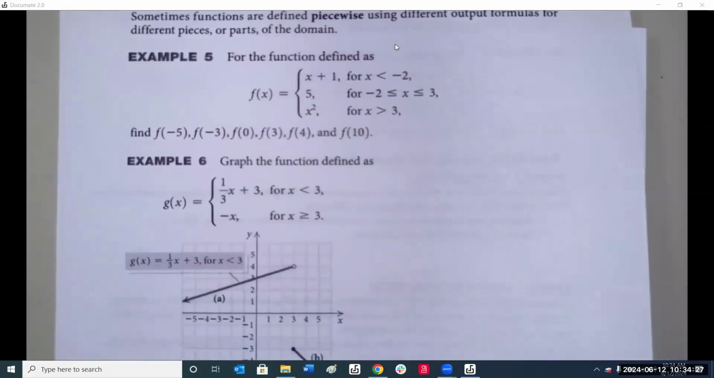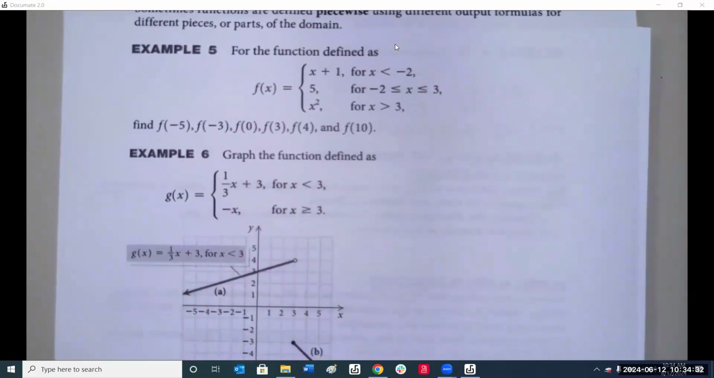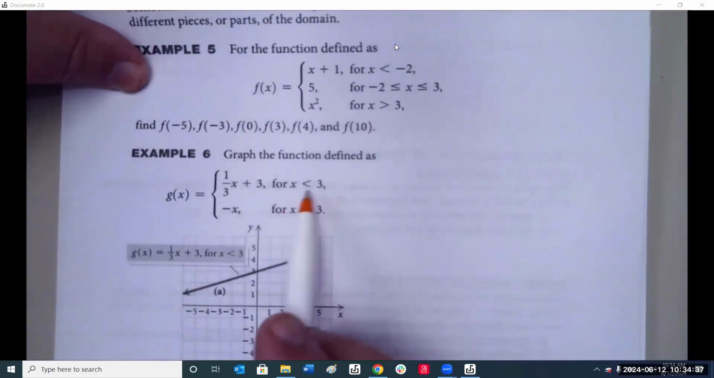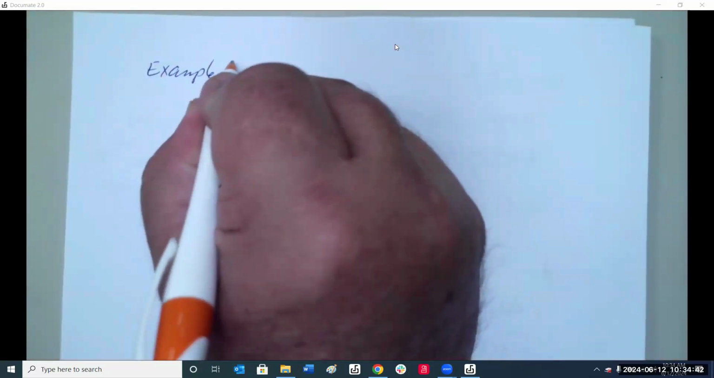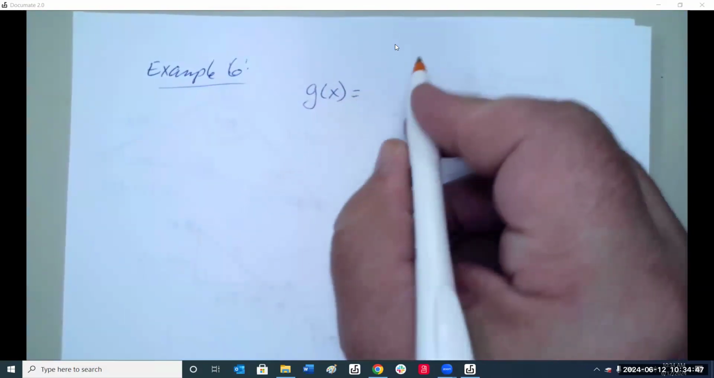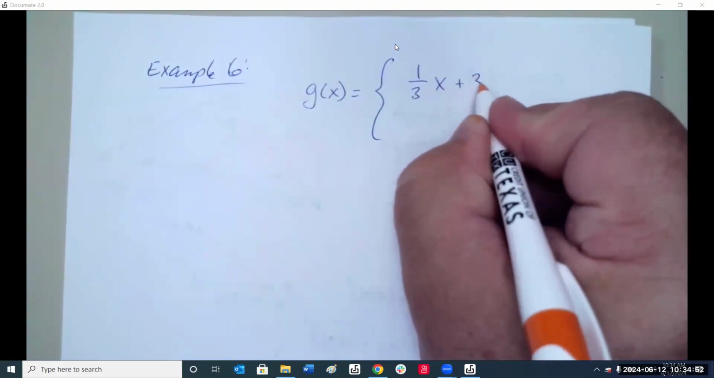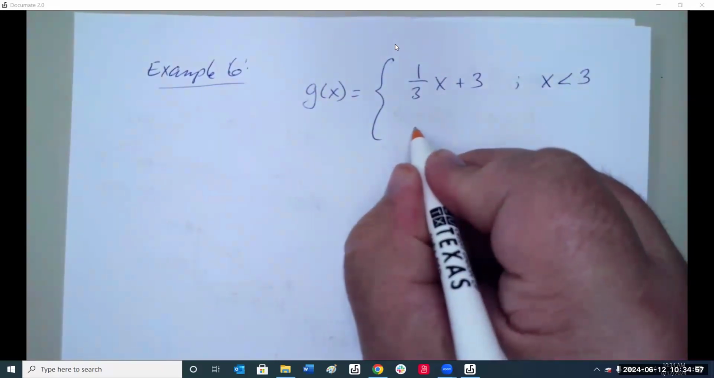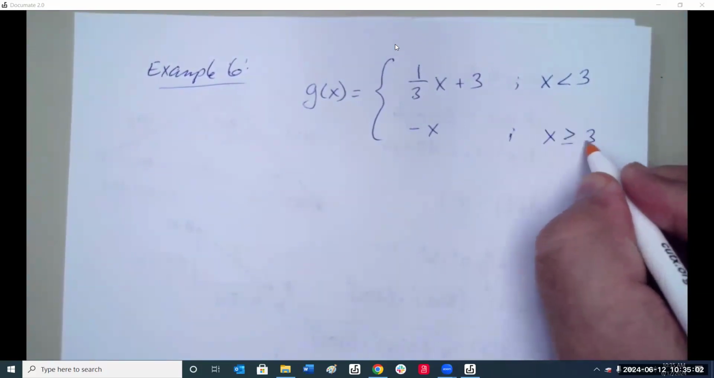Number 6, we're back to piecewise defined functions. Graph the function defined by this: g of x equals 1/3 x plus 3 whenever x is less than 3, then negative x whenever x is greater than or equal to 3.